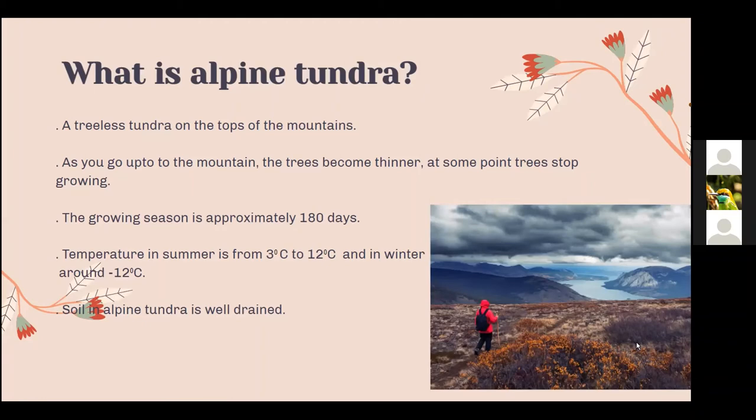So now let's learn what the Alpine tundra is, the climate, and what lives in this Alpine tundra. It is treeless, you already know that, and the growing season is approximately 180 days, which is also similar to Arctic tundra. I told you that it is the same because the growing season is short. Because the growing season is short, there aren't that many trees. Okay, here it is not that cold. The temperature in summer is 3 degrees Celsius to 12 degrees Celsius, and in the winter, it is minus 12 degrees Celsius. And here, the soil is well drained. So let's move on.